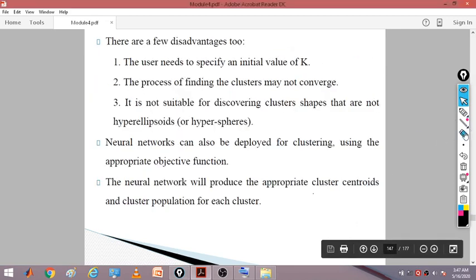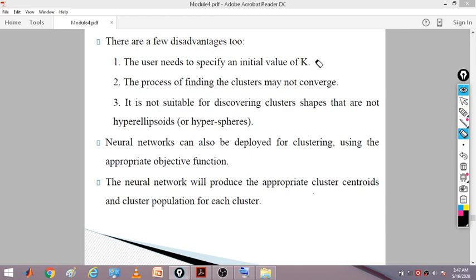The drawbacks are that the user needs to specify the initial value of k. The process of finding the clusters may not converge. Sometimes it will not converge; you keep going, but you will not reach stabilized clusters. It is also not suitable for discovering cluster shapes that are not hyperspheres. A neural network can also be deployed for clustering using an appropriate objective function. So instead of k-means, you can also use a neural network, which will produce appropriate cluster centroids and cluster population for each cluster.